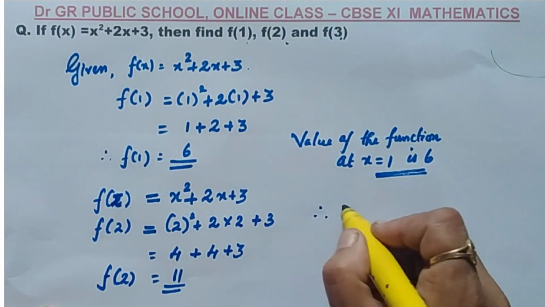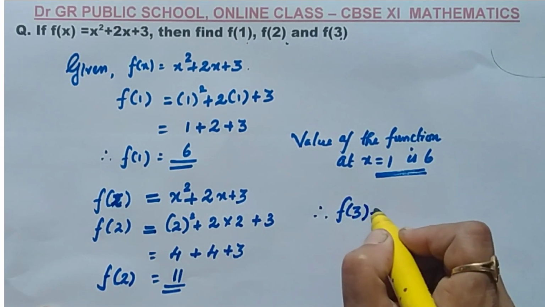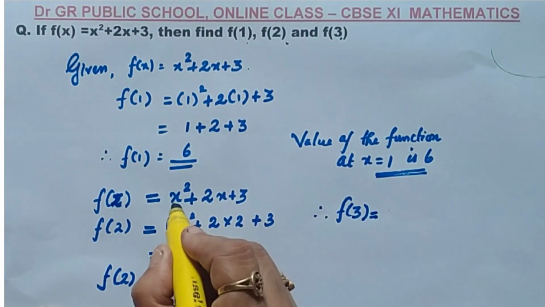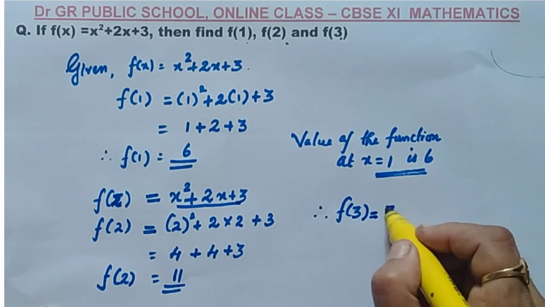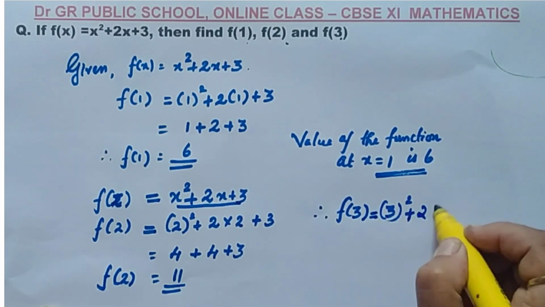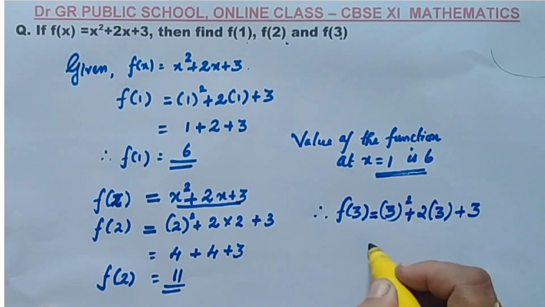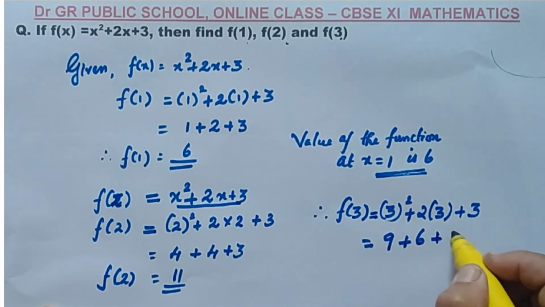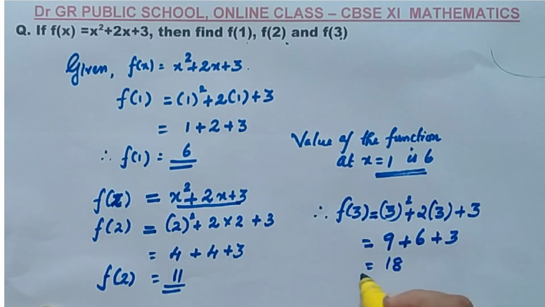Now, you need to find one more value, f(3). f(3) equals, replace all the x with 3. The given function is x square plus 2x plus 3. So, what is f(3)? 3 square plus 2 into 3 plus 3 equals 3 square is 9, plus 3 2s are 6, plus 3: 15 plus 3 is 18. So, the values of the function at x equal to 1, 2 and 3, that is f(1), f(2) and f(3), are 6, 11 and 18 respectively.